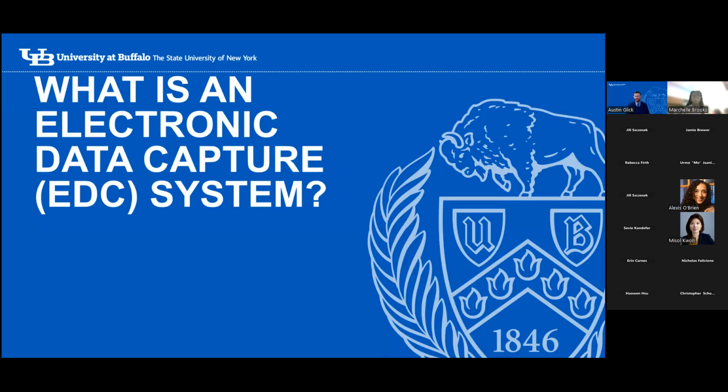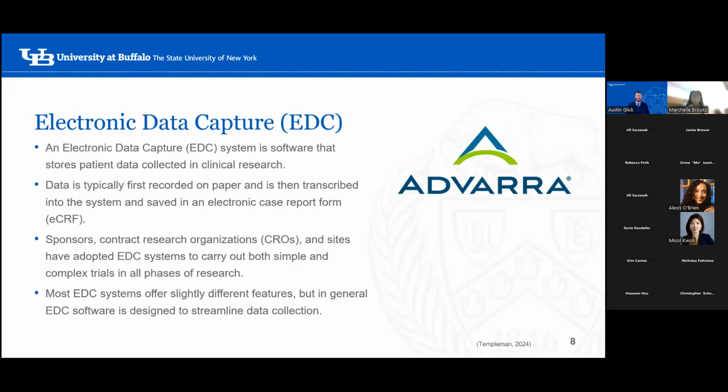So then we jump into what is an electronic data capture system, or an EDC. An electronic data capture system is software that stores patient data collected in clinical research. Data is typically first recorded on paper and is then transcribed into the system and saved in an electronic case report form, or eCRF. That has been changing slightly. Some EDCs are moving to eSource, which I'll talk about regarding Advarra in the future, but typically data is stored on paper first and then transcribed into the system.